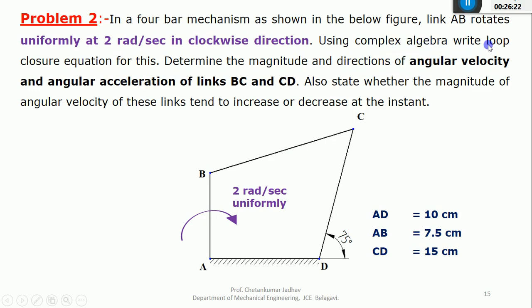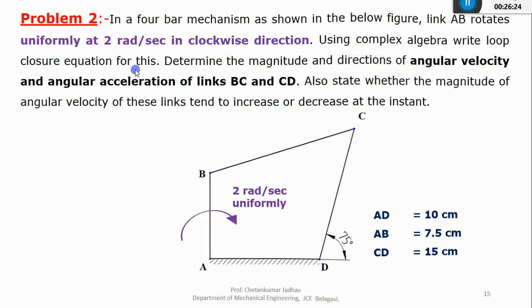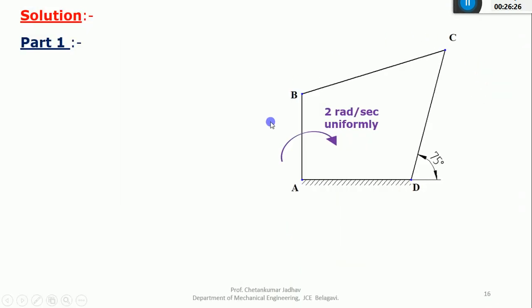Yeah, write the loop closure equation for this. So first I'll draw the same figure once again. After this, I'll give the direction for these four kinematic links. I'll convert all these four kinematic links into vectors. As I said, to solve the problems, I need to indicate all the kinematic links as vectors.